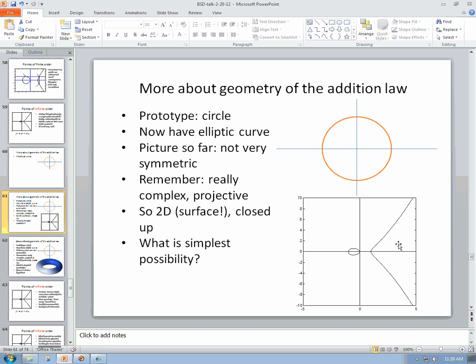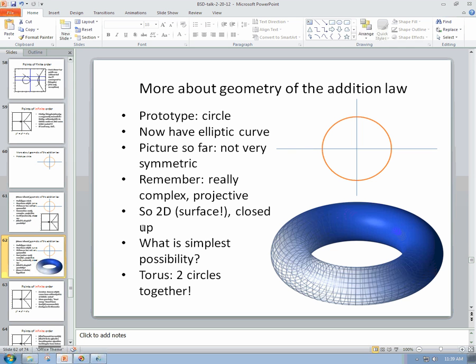So maybe all of that tells us that there's some other way to look at this curve and really think of it as a surface that closes up on itself, does not go to infinity. Well, what's the simplest possibility of a 2-dimensional surface that closes up nicely and doesn't run off to infinity? Probably a good guess for that is a sphere, but in fact, the thing that's more analogous to a circle when we think about addition laws is a torus, a donut shape.